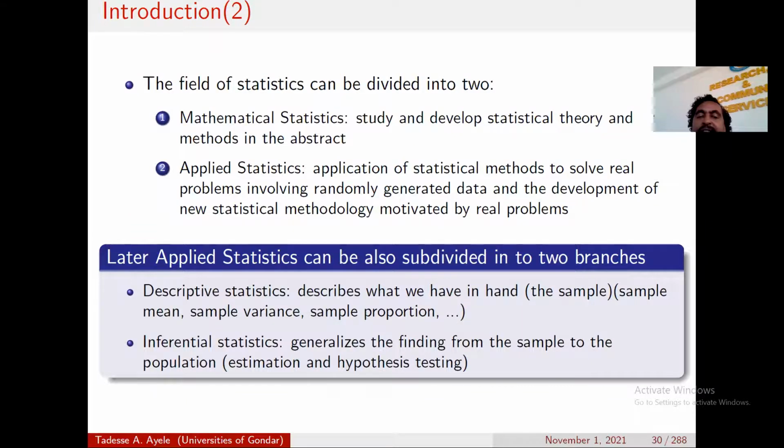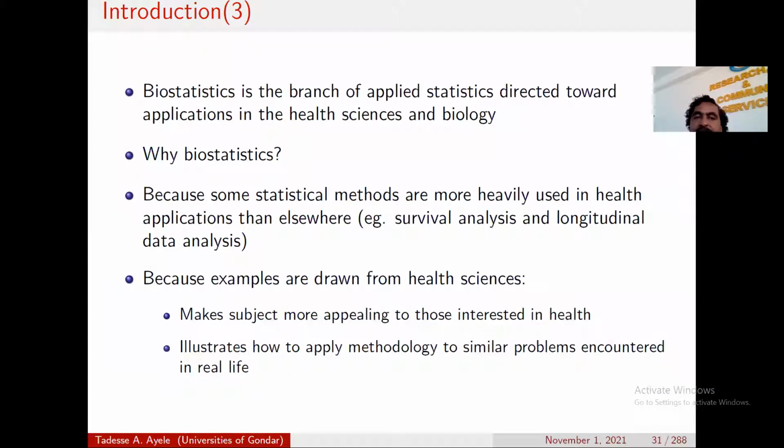So then applied statistics again can be descriptive statistics or inferential statistics. The descriptive one is just describing what you have in hand, whereas the inferential one is all about estimation and hypothesis testing. So now this part, the advanced biostatistics, is entirely related to estimation and hypothesis testing. So biostatistics is the branch of applied statistics directed toward this application in the health science and biology.